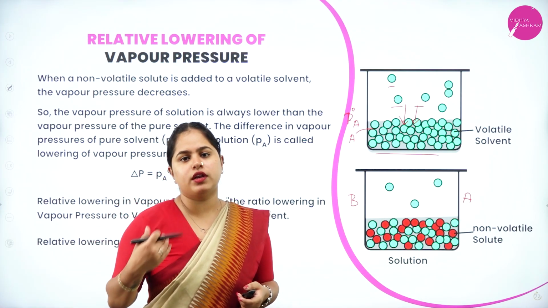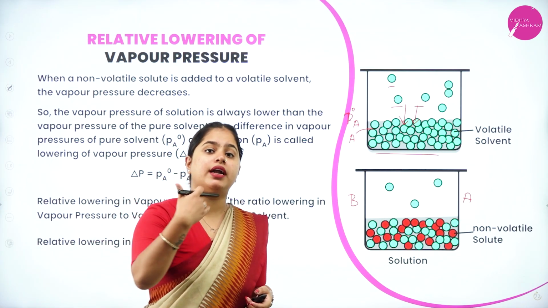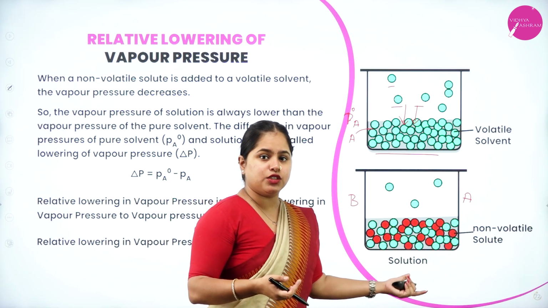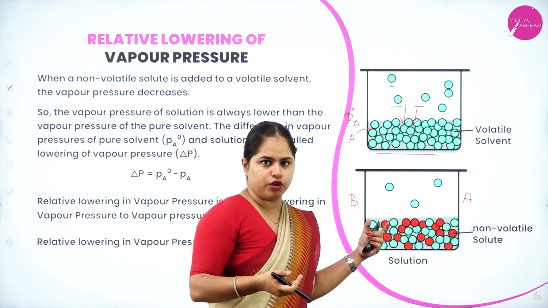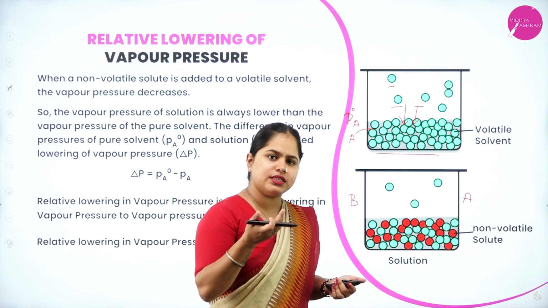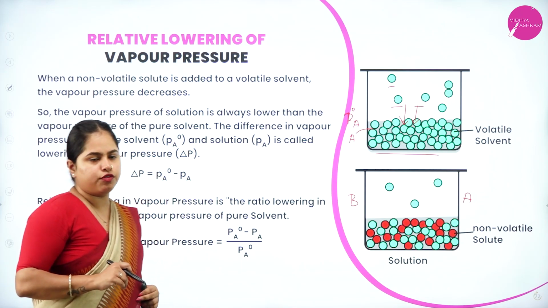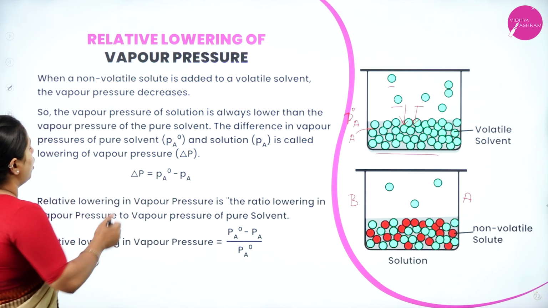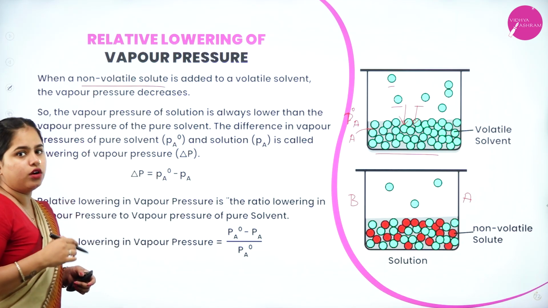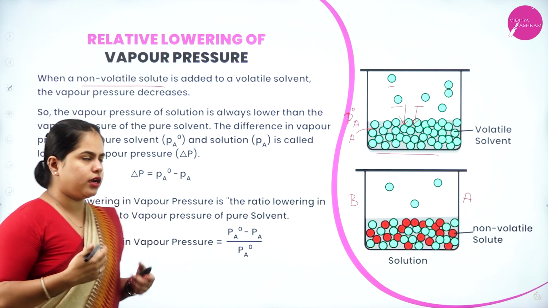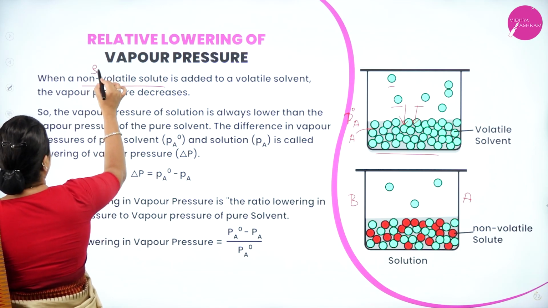So why does this lowering of vapor pressure take place? Once we are adding a solute, right, it will remain on the surface and it will reduce the number of molecules which are converting into vapor phase, hence the vapor pressure also decreases. So that is relative lowering of vapor pressure, right? So when a non-volatile solute, now what is this non-volatile solute? Non-volatile means it doesn't get easily evaporated, or else you can also say that it is a solid, right?